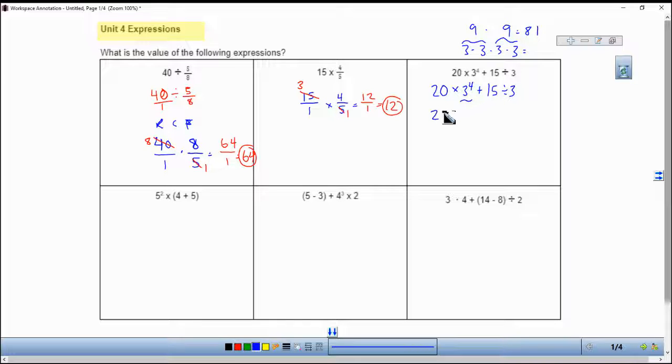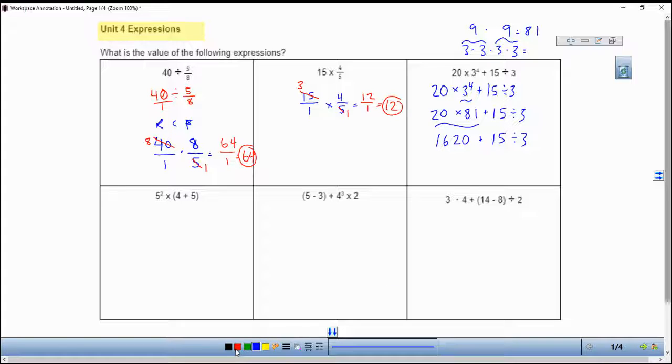So I'm going to rewrite the whole thing, but instead of 3 to the 4th power, we're going to have 81. Then I'm going to start the cheer over again. Parentheses, no. Powers and roots, no. Multiplication and division from left to right. So I start from the left, and I see I have multiplication. 20 times 81. You'll have a calculator again, but it's important to show the steps. 20 times 80 is 1,600, so 20 times 81 is 1,620, plus 15 divided by 3.